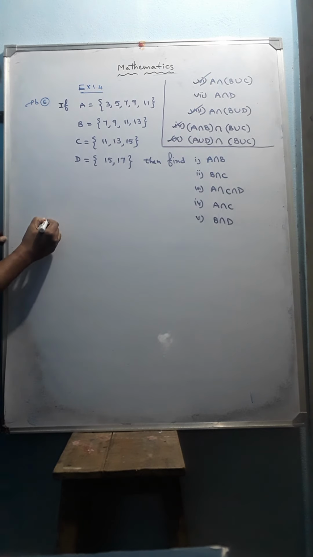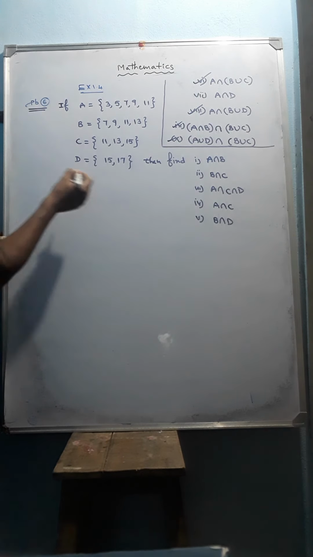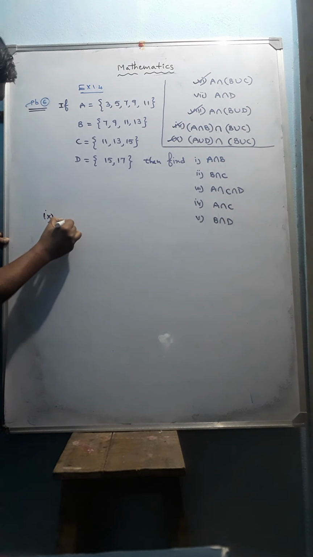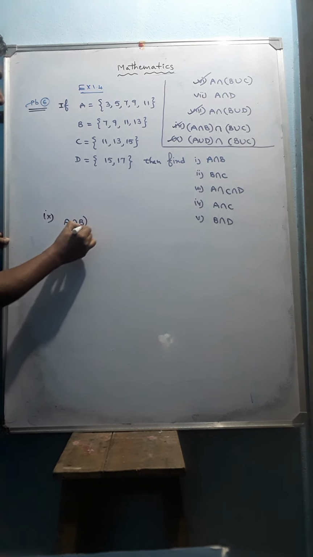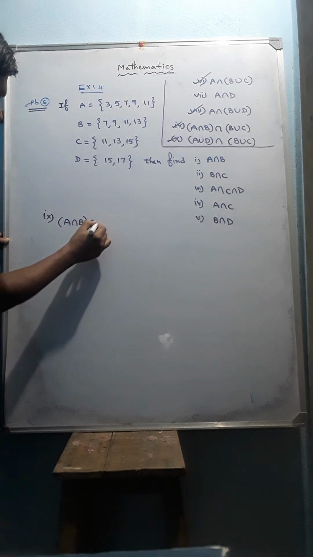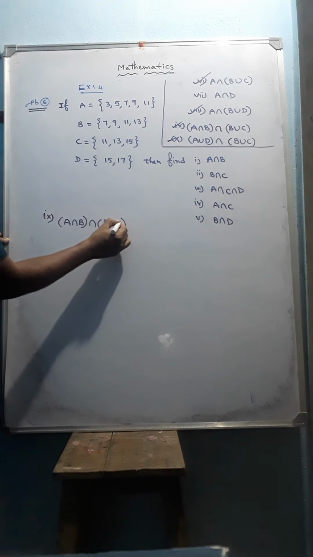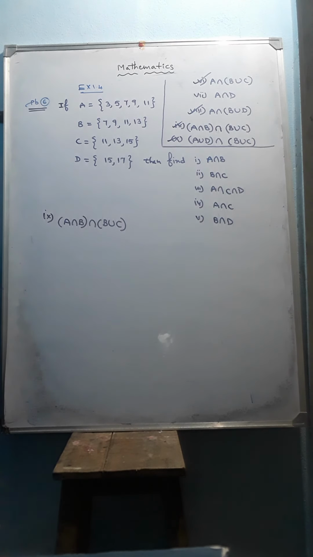So problem number 9. In problem number 6, sub problem number 9. So what is that? A intersection B intersection B union C. Okay. So 1 minute.